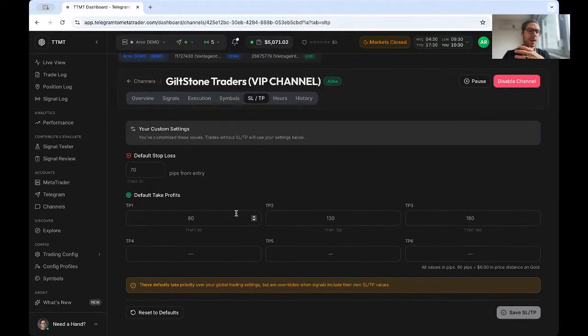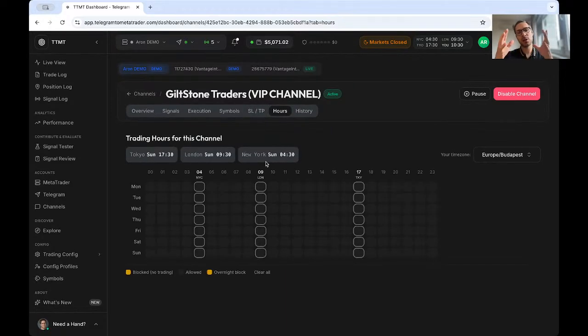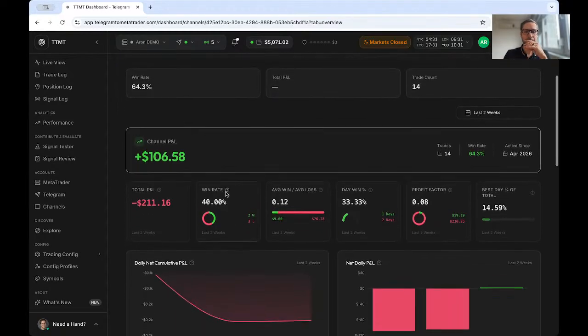Stop loss and take profit values, these are the default values that you want to use when the channel only sends out an alert signal. Hours, you cannot just set it globally, but you can also tell the system to only execute the signals from this specific channel within a specific time range. Okay, so you can do it on a global level, you can do it on a channel level, and you can do it on a MetaTrader account level. So it's a very flexible and cool system that you can work with.